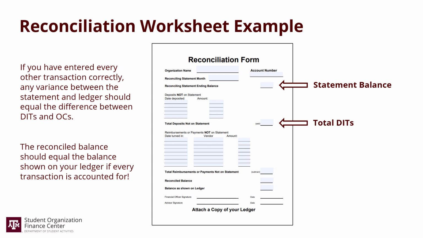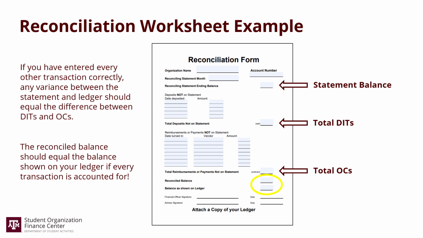Next, record all outstanding items, characterized as reimbursements or payments, by date, vendor, and amount. Then add up the total outstanding balance on the line next to total reimbursements or payments not on statement, and subtract them from your ending balance. After accounting for your DITs and outstanding items, your reconciliation balance, printed on the next line, should equal the balance on your internal ledger. Once your account balances match, your reconciliation is finished.